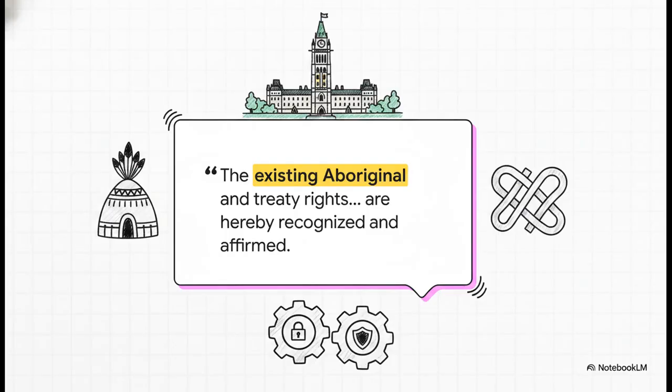And this brings us to the ultimate constitutional anchor. Section 35(1) of the Constitution Act of 1982 explicitly states that these rights are recognized and affirmed. To put that into perspective, prior to 1982, these rights could just be extinguished by a simple, unilateral piece of government legislation. But after 1982, no way. That is no longer possible. They are permanently guaranteed and protected from simple legislative override.